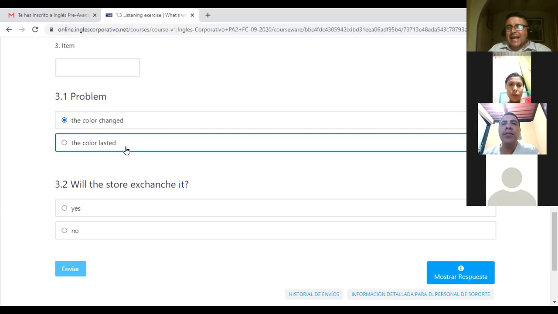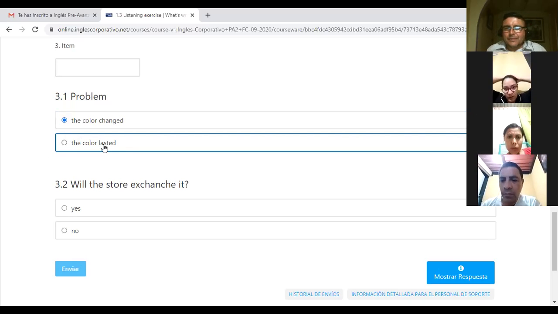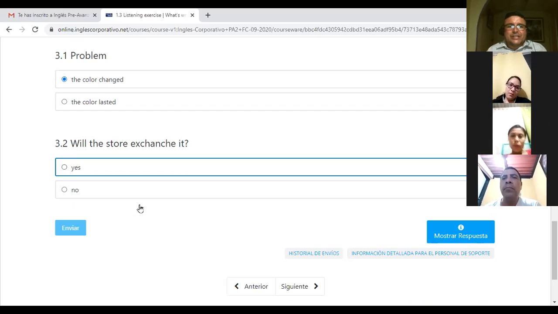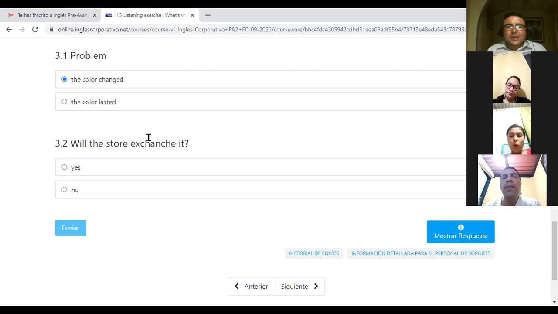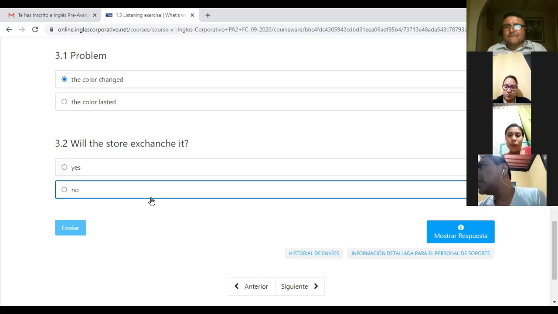What's the meaning of lasted? The color lasted. What is last? The last one, like the last final one. Okay, last means durar. So it would be like the opposite. What was the problem with the color of the item? It didn't last. It faded. And will the store exchange it? No, he won't, because the customer didn't follow the instructions.